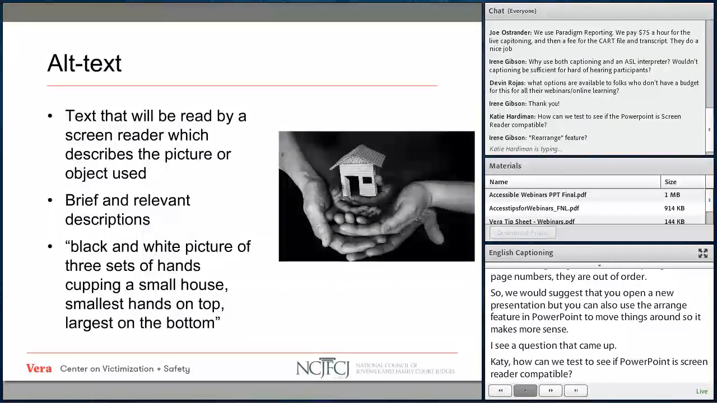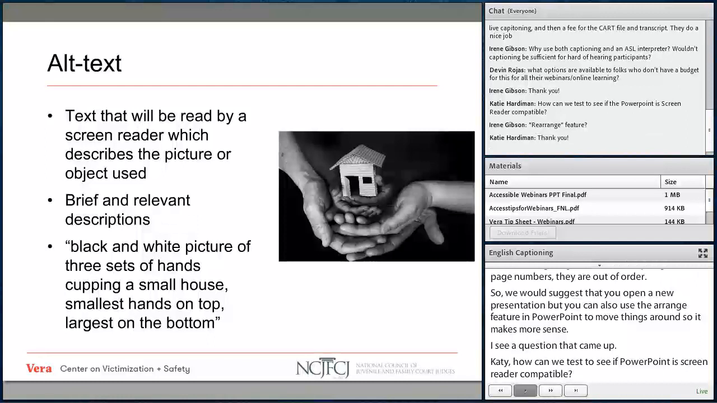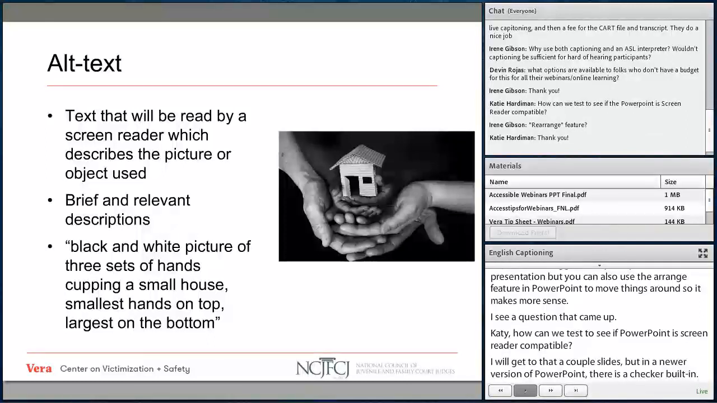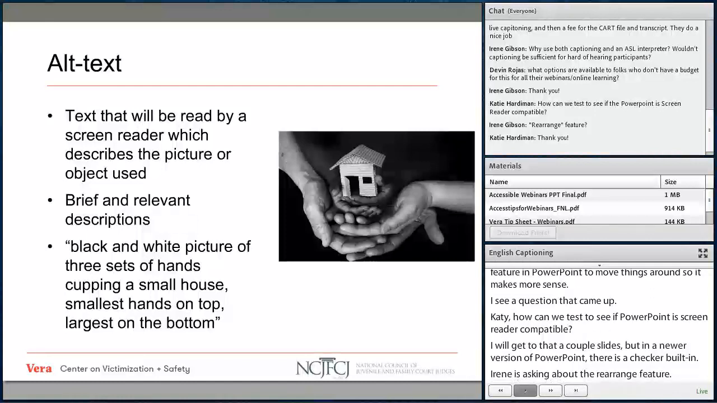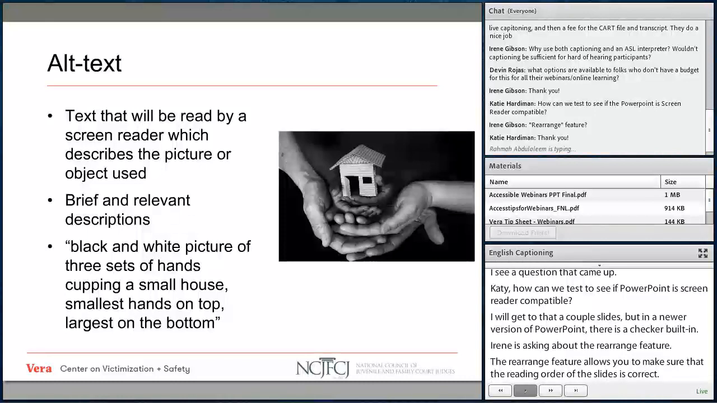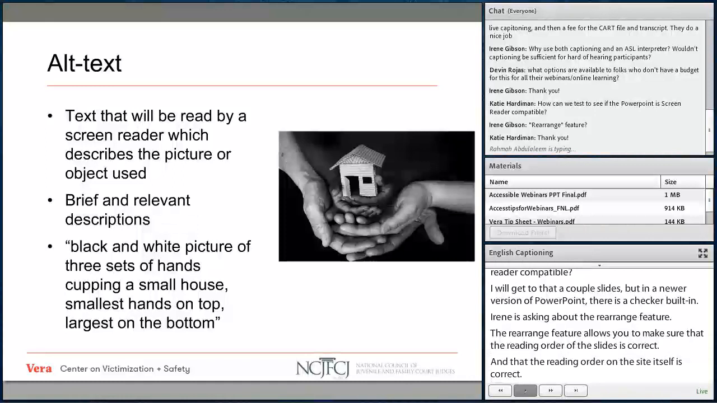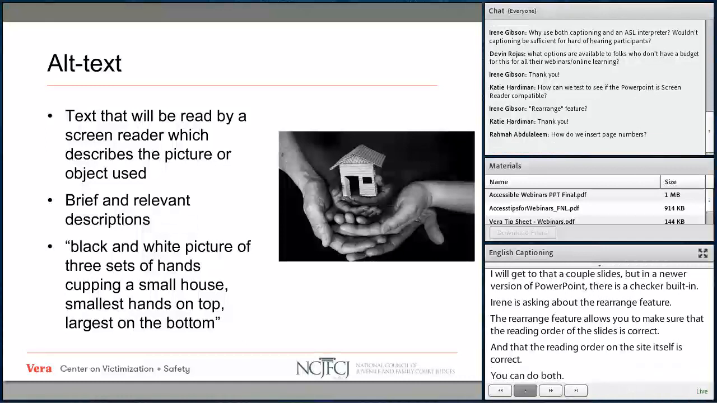And Irene's asking about the rearrange feature. So the rearrange feature allows you to make sure that the reading order of the slides is correct and that the reading order on the slide itself is correct. So you can do both. And it is found in one of the options panels in PowerPoint, but we can send you that information afterwards.